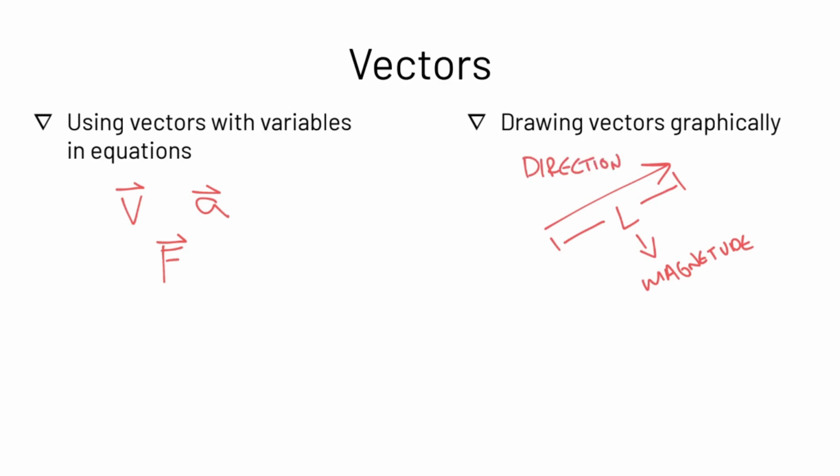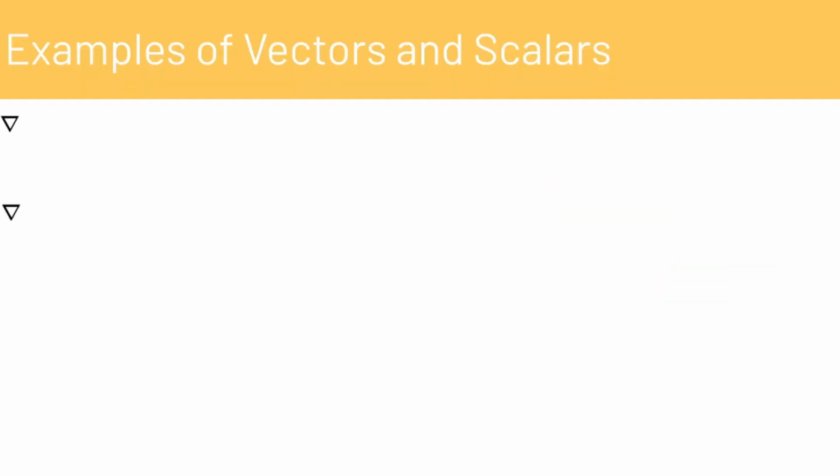And we think about direction in lots of different ways. We can think about the angle that the arrow makes, or the direction, say, this is kind of like northeast. We can think about the direction in lots of different ways, but when we're drawing vectors graphically, the length of the arrow is the magnitude, and the direction the arrow is pointing is the direction. All right, let's talk about some examples of vectors and scalars.